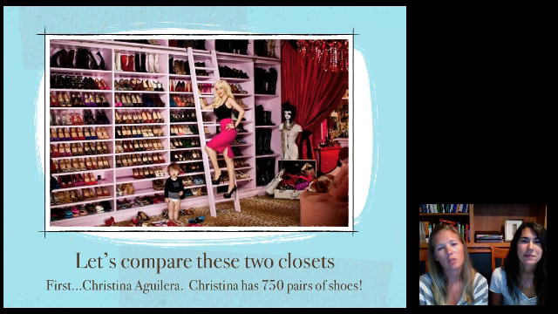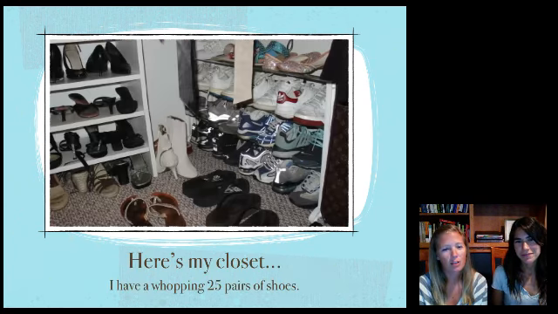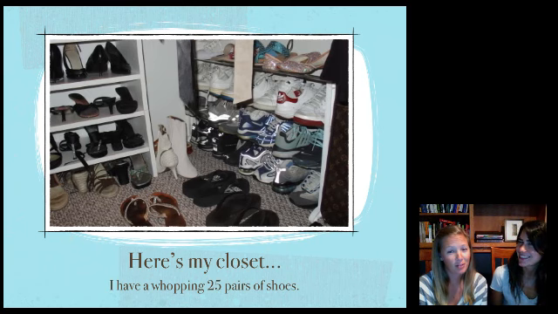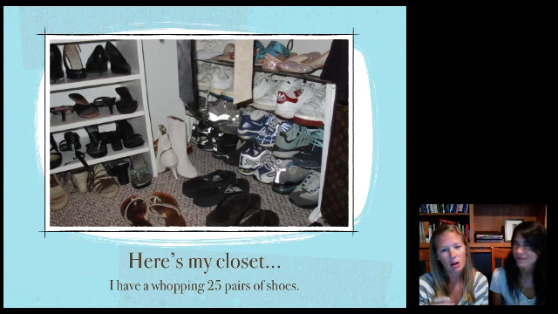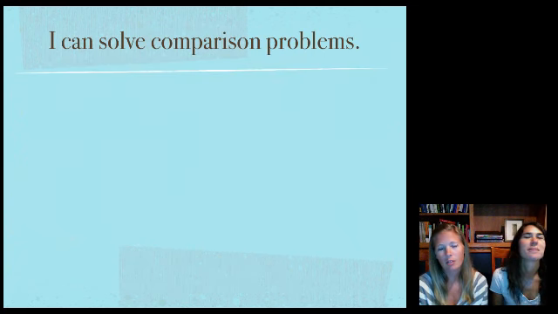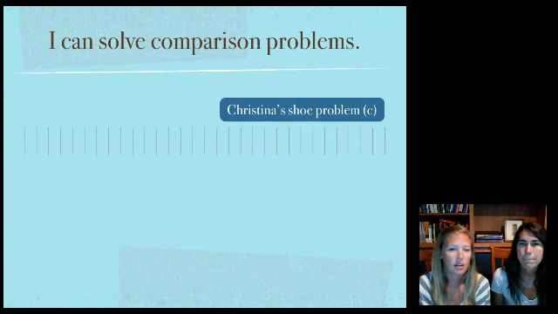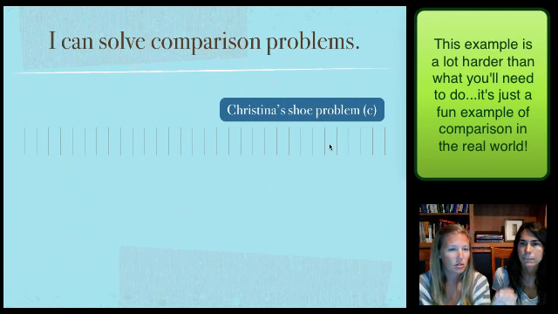We are going to compare her ginormous closet to my closet. I have a whopping 25 pair of shoes. So we are going to compare the bigger to the smaller to the bigger. So for easy math, I went through and divided her 750 by 25, just because 25 is a nice even number. I know there's 4 25s in 100, so it's easy to do the math.